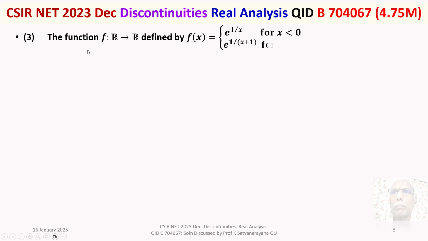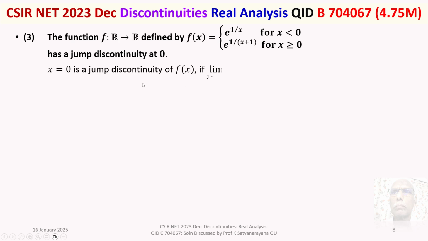Option 3. The function f from R to R defined by f of x is equal to e to the power of 1 by x for x less than 0, and for x greater than or equal to 0, e to the power of 1 by x plus 1, has a jump discontinuity at 0. So, x is equal to 0 is a jump discontinuity of f of x if limit x tends to 0 plus of f of x and limit x tends to 0 minus of f of x exist. That means both LHL and RHL about x is equal to 0 exist and are not equal.